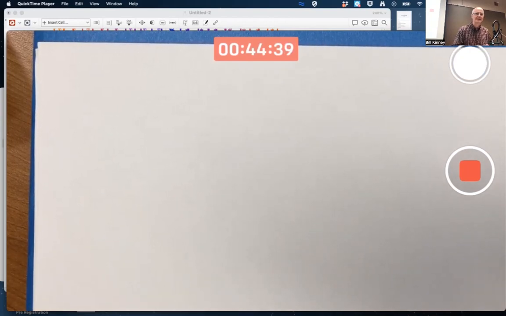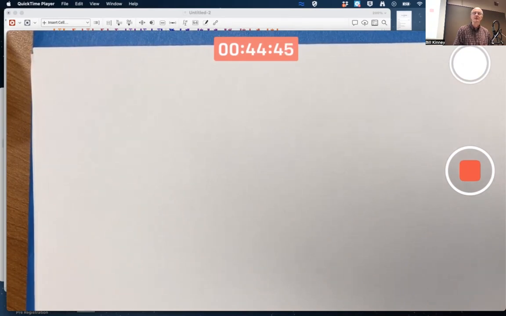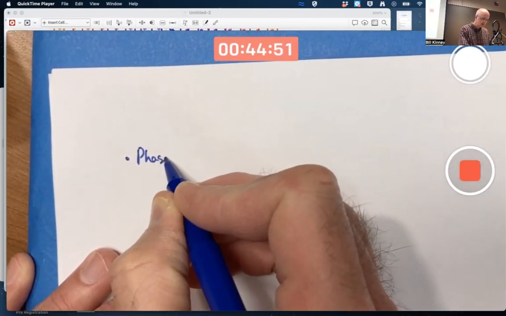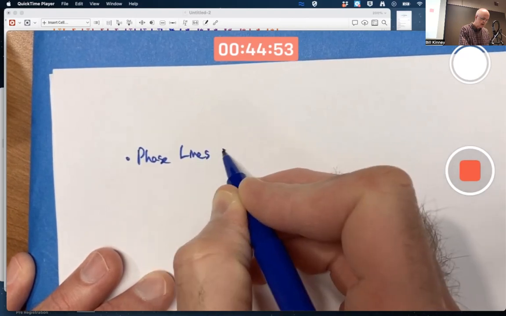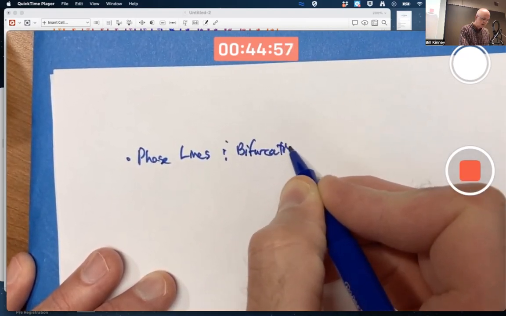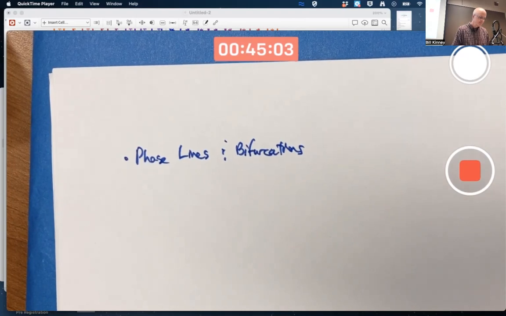So since the last exam in the differential equations book, we started with section 1.6 or 7, one of the two. Well, essentially phase lines and bifurcations was the first subject that we had after exam 1 in pure differential equations.